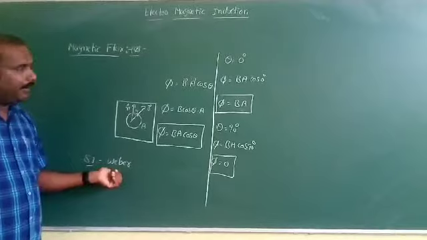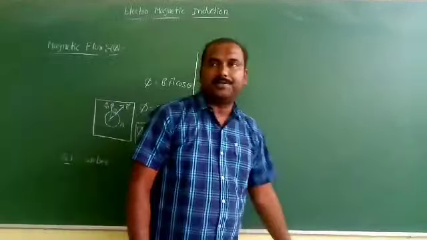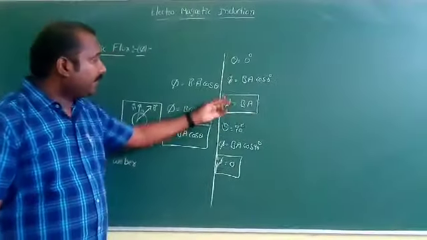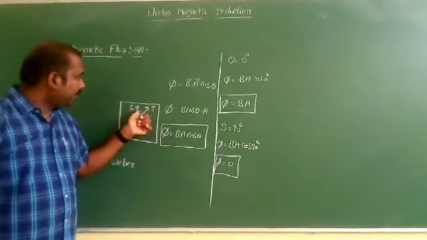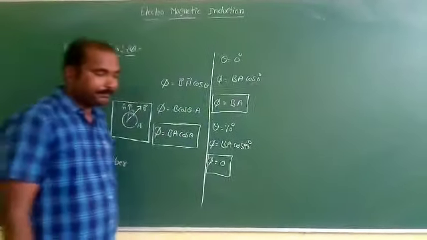Its unit is Weber. When is the flux maximum? If theta is equal to 0, it means the unit vector and field are both parallel. In such a condition, flux is maximum. If the unit vector and field are perpendicular, then flux is minimum.